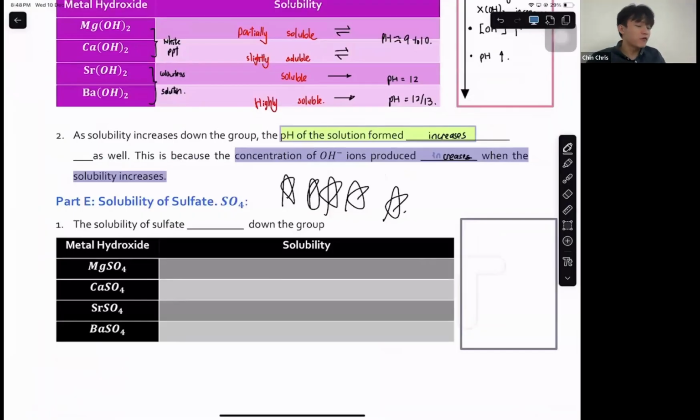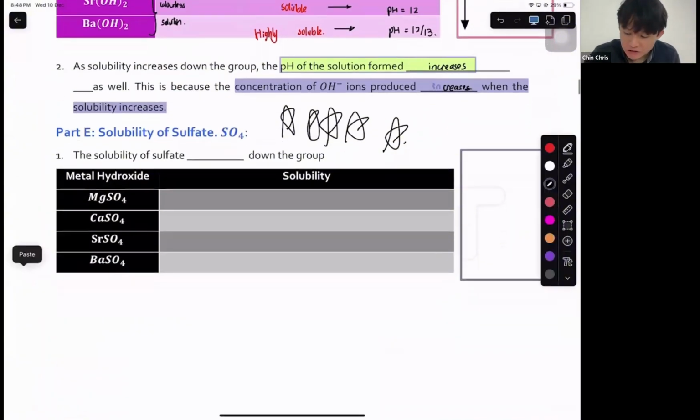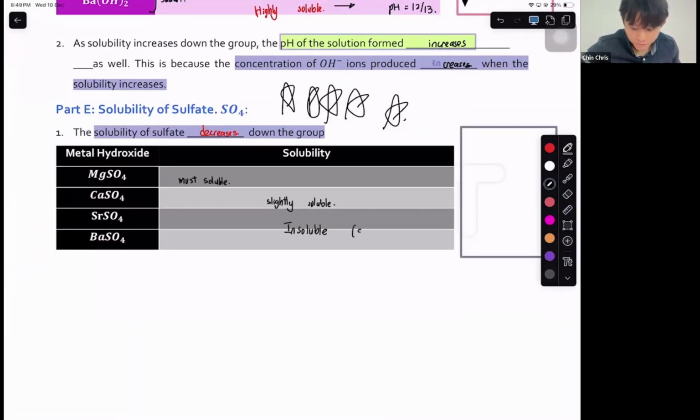Okay, right now let's look at sulfate. So solubility of sulfate always decreases going down the group. So guys, magnesium sulfate is the most soluble. This is slightly soluble already. These two are insoluble already. This is always aqueous. This could be aqueous or solid, but the bottom is always solid.